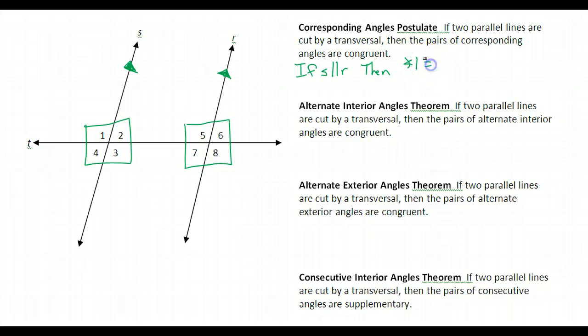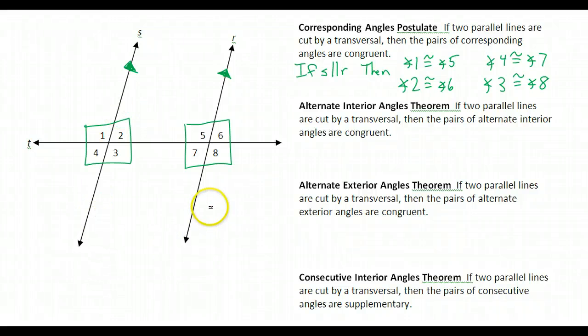Angle 1 will be congruent to angle 5. Angle 2 will be congruent to angle 6. Angle 4 will be congruent to angle 7. And angle 3 will be congruent to angle 8. Now, if these lines aren't parallel, I can't conclude this. I'll still have corresponding angles, they just won't be congruent. Once my lines are parallel, then I can conclude that my corresponding angles are congruent.